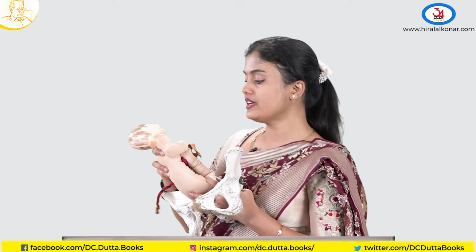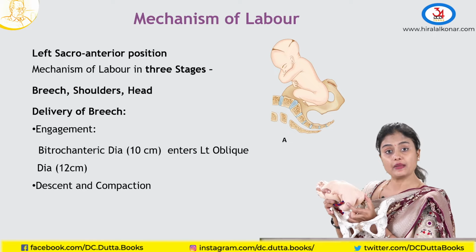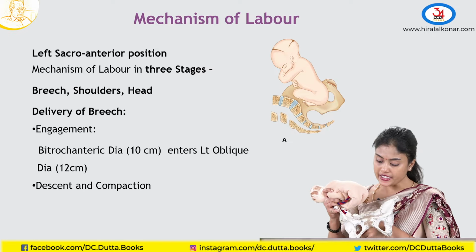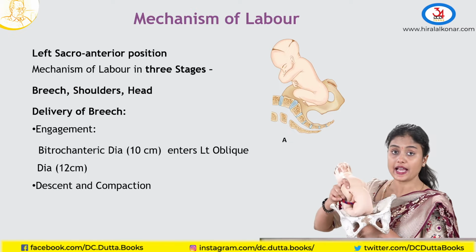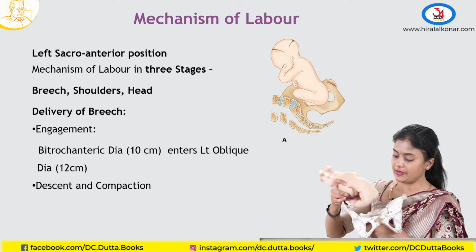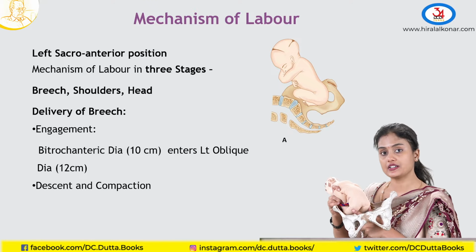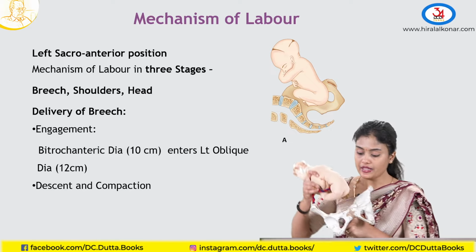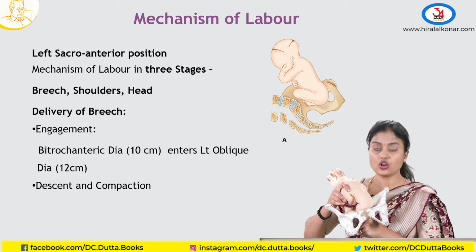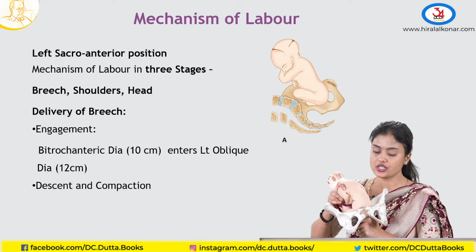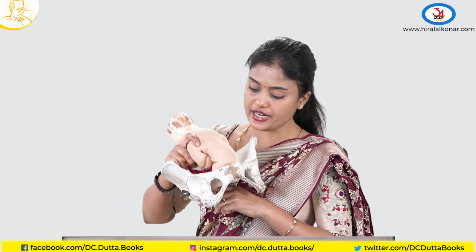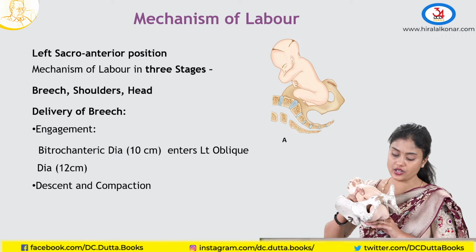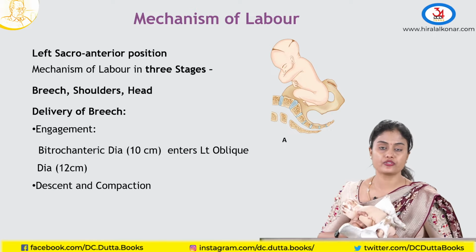Okay. Engagement is when the bitrochanteric diameter enters into the pelvis, that is, it enters in the left oblique diameter, which is around 12 centimeters, and your bitrochanteric diameter is around 10 centimeters. When it crosses the pelvic brim, it is called breech engaged. When the breech is engaged, then further with good uterine contraction, there is descent of the breech and also compaction of the breech.